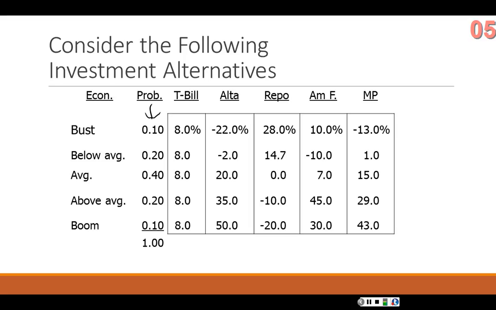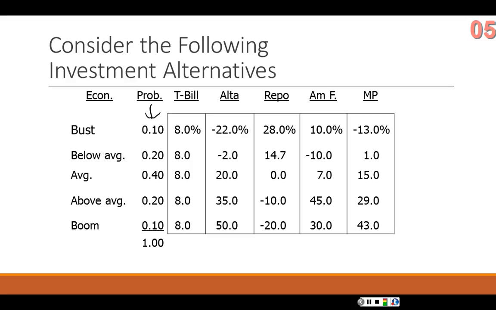Here we're looking at the first column, a treasury bill, and the treasury bill returns 8% regardless of the state of the economy. Alta Industry, the second column, moves with the economy. So if the economy is doing poorly, Alta does poorly. So it's positively correlated with the economy, and this is a typical situation.